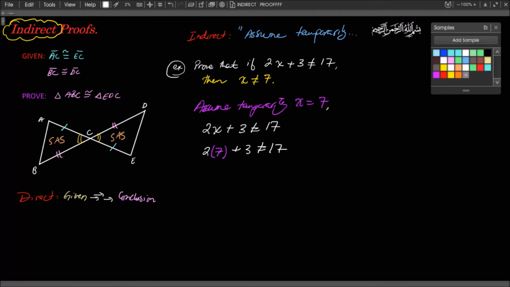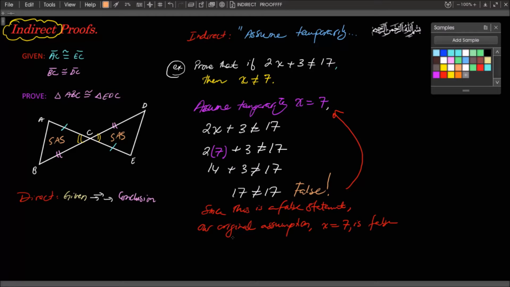Let's see what would happen if you substitute 7 in place of x. Okay, that's 14 plus 3, and our statement says it should not equal 17. 14 plus 3 is 17. Does 17 not equal 17? No, this is a false statement. 17 equals 17. Since we have reached a contradiction, or a false statement, our original assumption must be false. Since this is a false statement, our original assumption, that is x equals 7, is false. Therefore, x does not equal 7, and that is what we were trying to prove. So that's how you do indirect proofs.